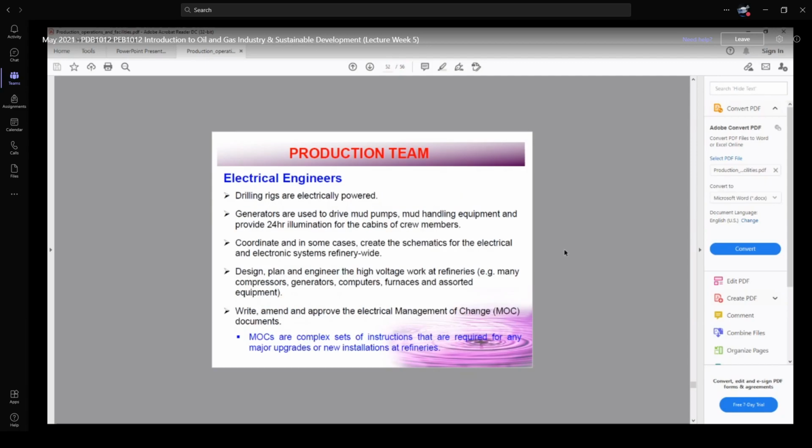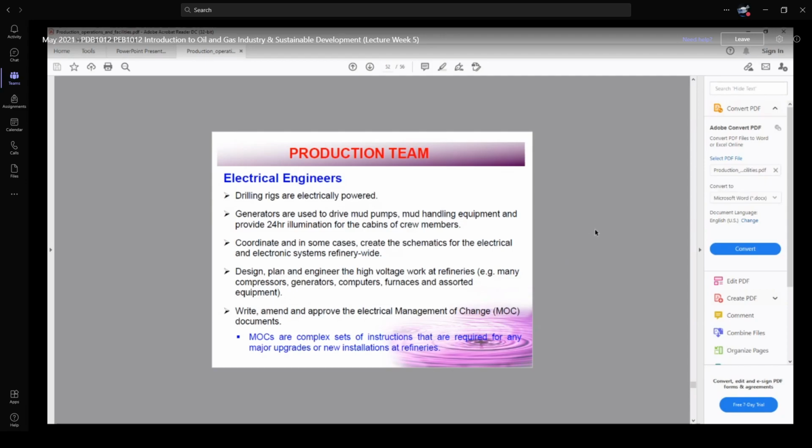The next is the electrical engineers. They are also very important because for electricity, they need the generation of power for the mud pumps, the mud handling equipment, and they provide 24-hour illumination, meaning the lights for the cabins and the crew members. In some cases, they create the schematics for the electrical and electronic system for the refinery as well.